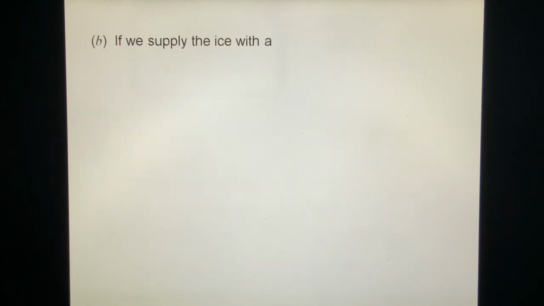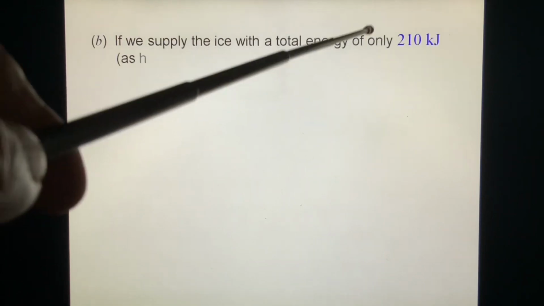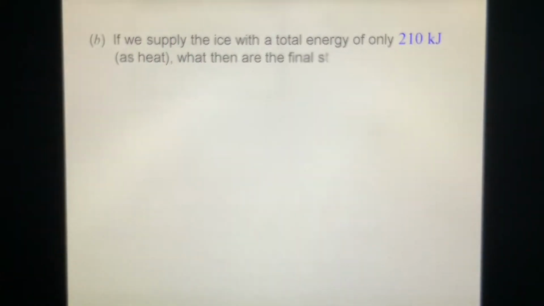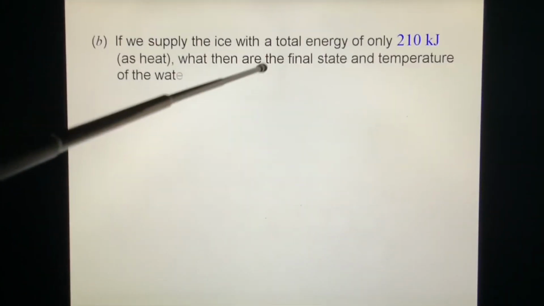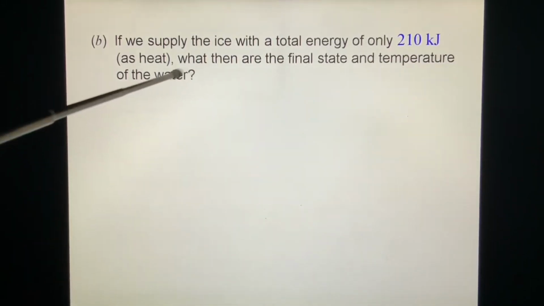Question B. If we supply the ice with a total energy of only 210 kilojoules as heat, what then are the final state and the temperature of the water? So look at these three processes. We have three questions: whether they can reach the 0, in that case it's all ice, or whether they can have a phase change completely become a liquid, or just part phase change, part cannot. Or last, they can have a phase change, but the temperature is not enough to reach 15 or something like that.